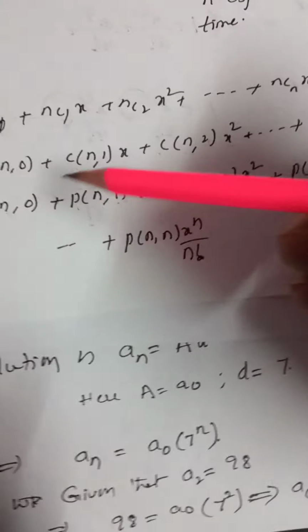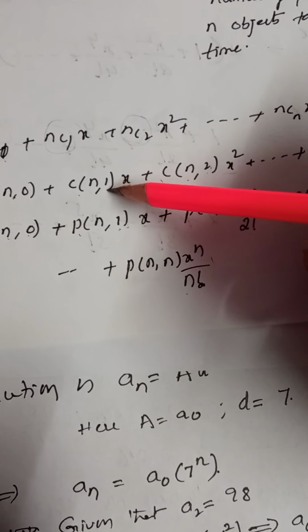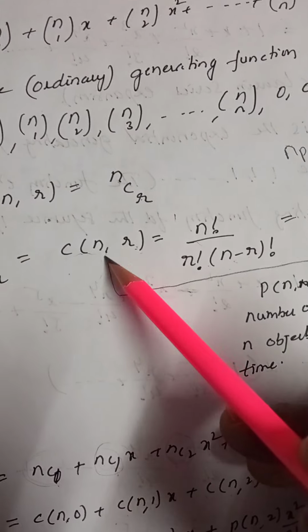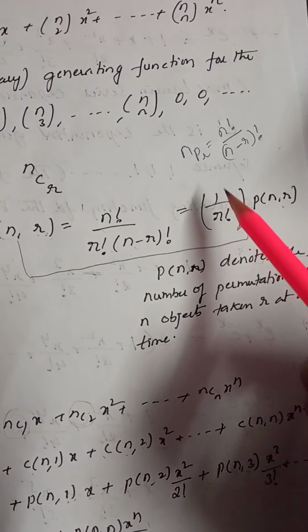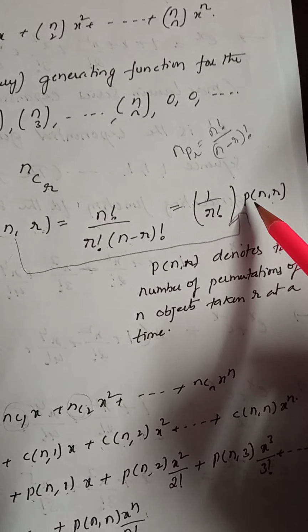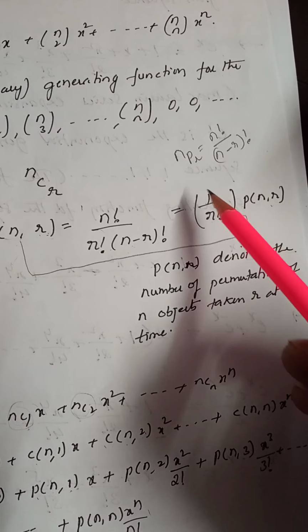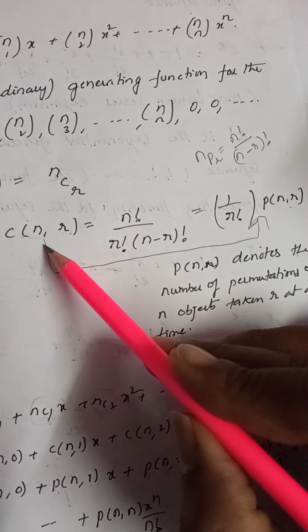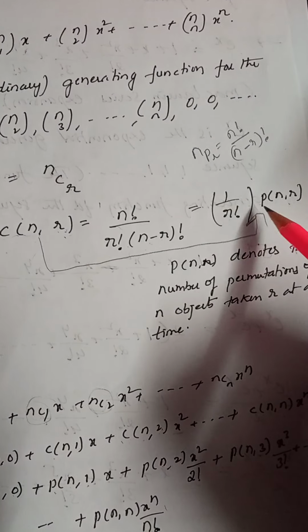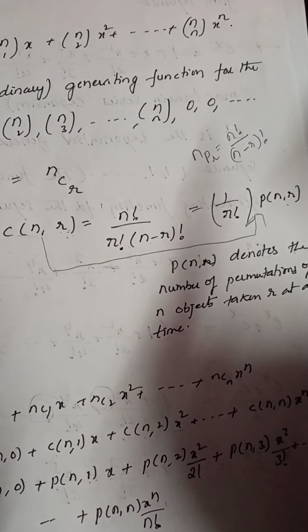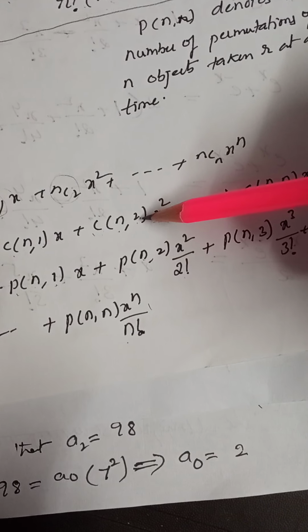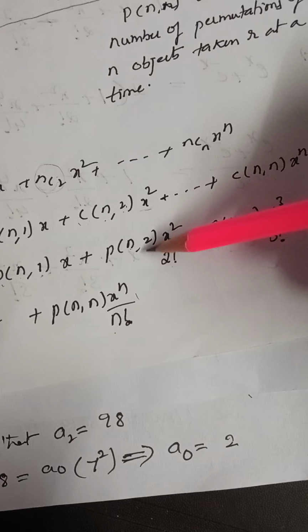Next, here the second term, C of n,1. C of n,1 is equal to P of n,1. Right. See, check here. C of n,1 is equal to 1 by 1 factorial into P of n,1. 1 by 1 factorial is again 1 only. Therefore, C of n,1 is equal to P of n,1. Right?